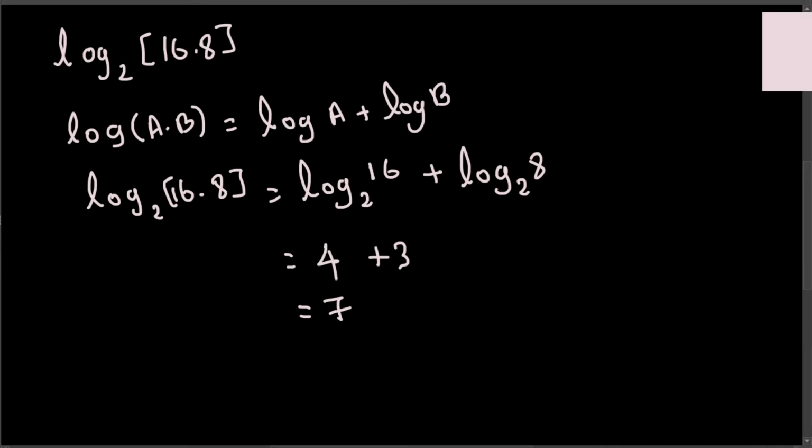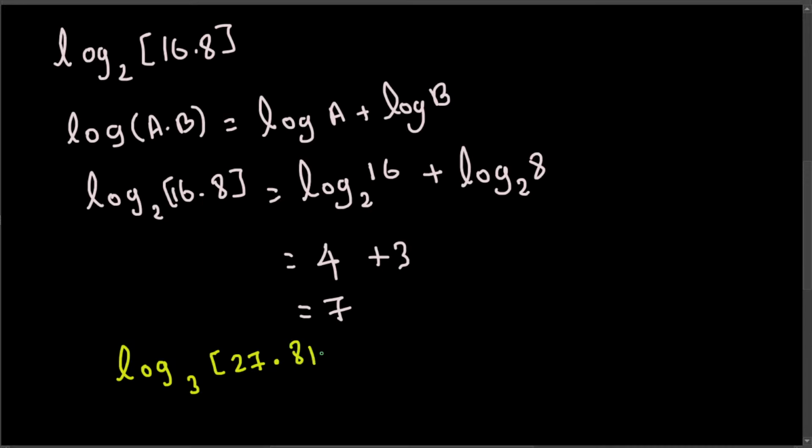Let's look at another problem. Let's say a question given like log base 3, and then we have multiplication inside of the bracket, 27 times 81. Now you can see it's exactly similar to this one. So since we have multiplication, I put the dot in the middle so you don't get confused.